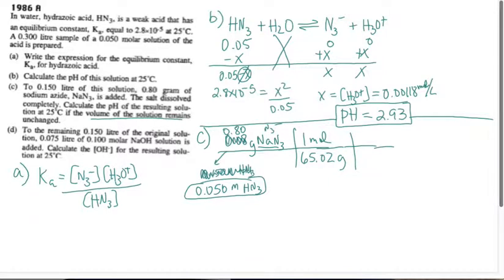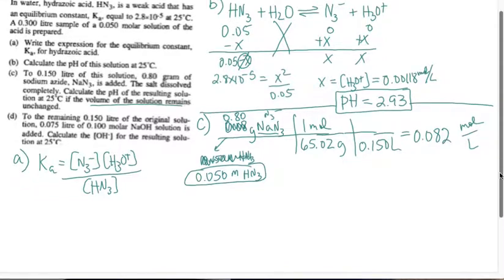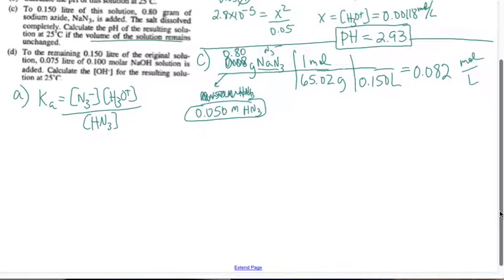So are y'all cool with me just dividing by the liters down here of 0.150? That's going to give me moles per liter of this guy, because for every 1 sodium azide, there's 1 azide ion. All right, what is the molarity here? Can I get a second? All right, sounds good. So now we have, this is of the N3 minus.